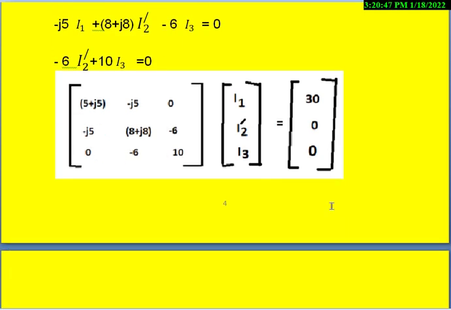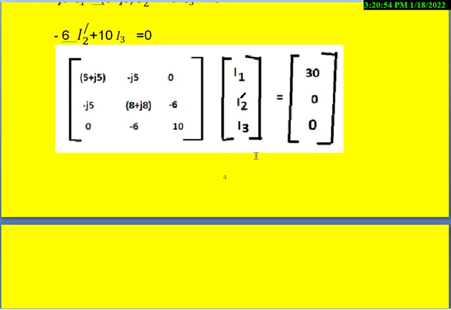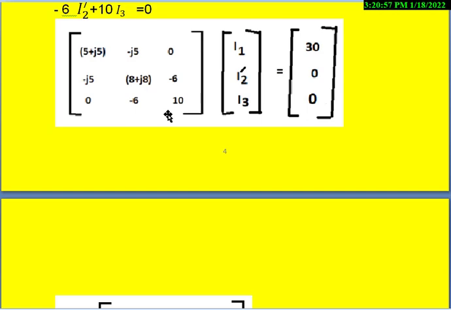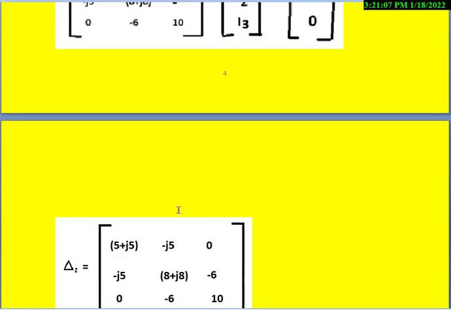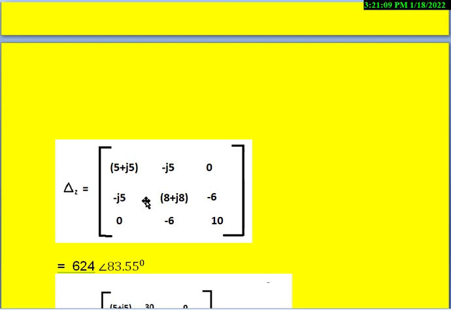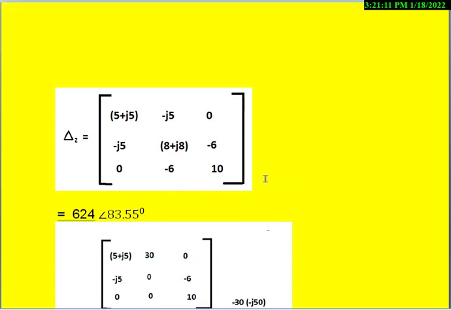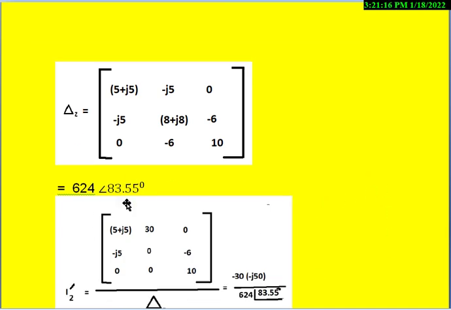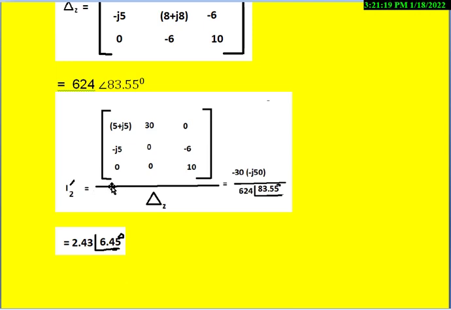Then to get I2 dash, we have to replace the second column with the right hand side matrix and then solve for I2 dash. So before we write the equation for I2 dash, first of all we have to calculate the determinant of this. The determinant we represent as delta Z. Once we calculate its value, we get 624 at an angle of 83.55 degrees. Now we can write the I2 dash equation like this.